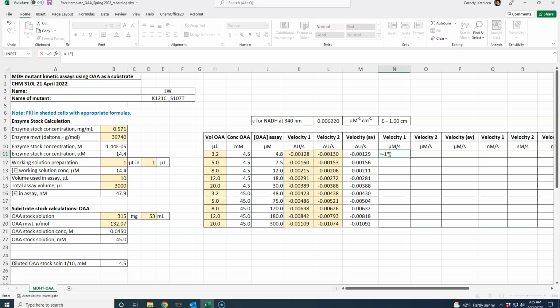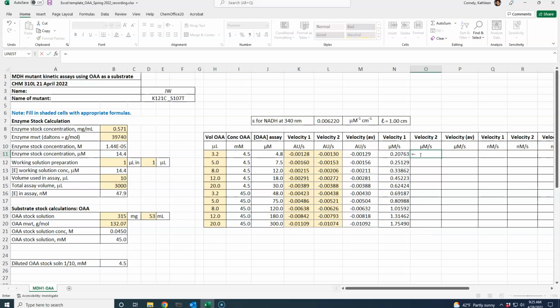So the next thing I want to do is I have the extinction coefficient for NADH in micromolar. If I use Beer's law, I'll take the absorbance divided by the extinction coefficient, and I don't have to worry about the path length because that's just equal to 1. And then I get the velocity in micromolar per second instead of absorbance units per second. And I'm going to want to copy that too. So I'm going to change the L7 into an absolute reference, so I keep going back to my extinction coefficient. Okay, so that's for the velocity for the first trial.